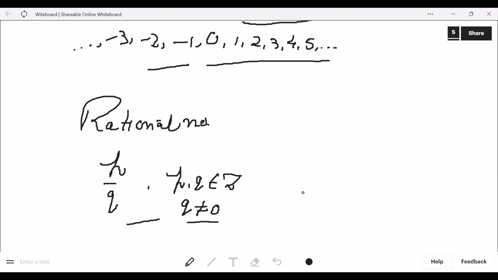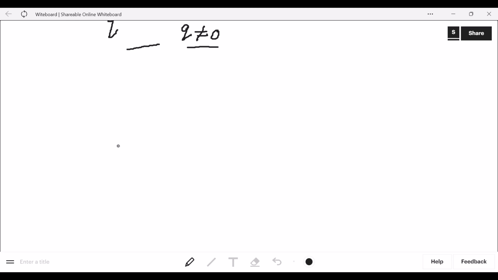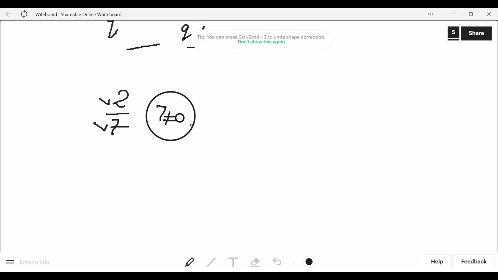For example, if I take 2 upon 7, okay, 2 is an integer, 7 is an integer, and of course 7 is not equal to 0. Therefore 2 upon 7 is valid to be called a rational number.